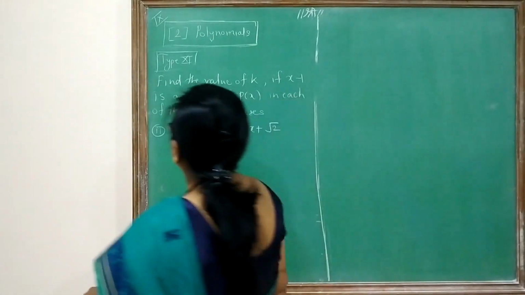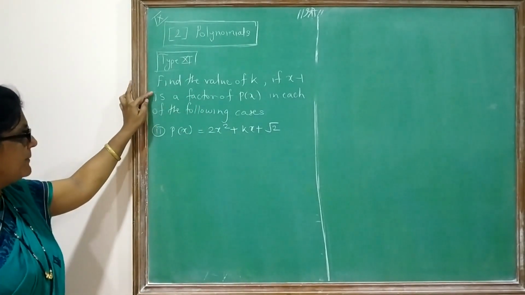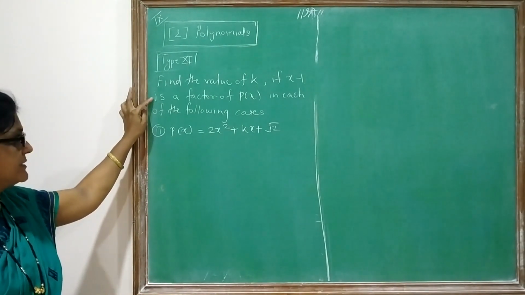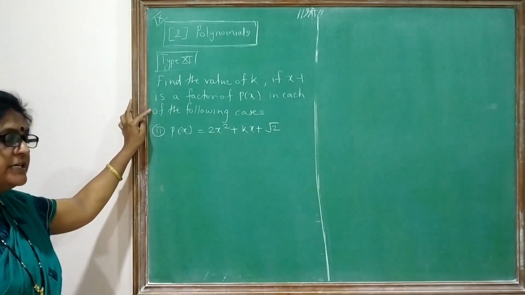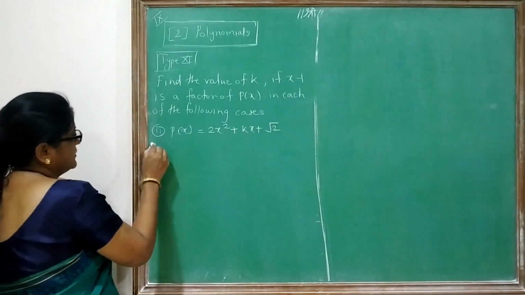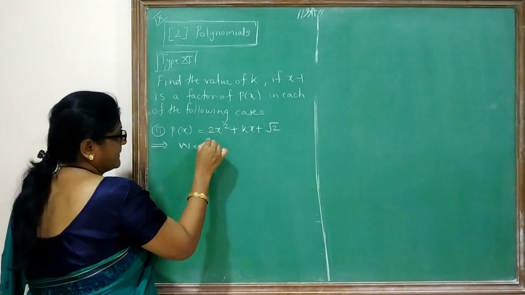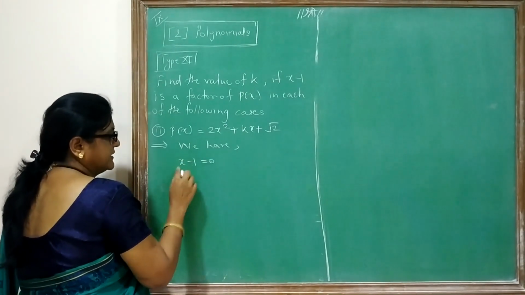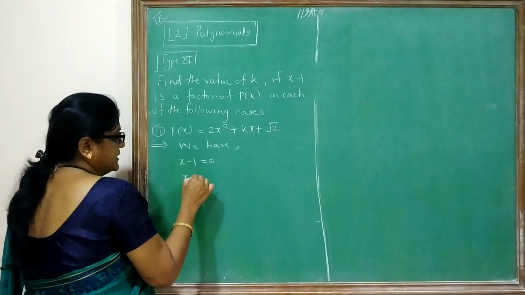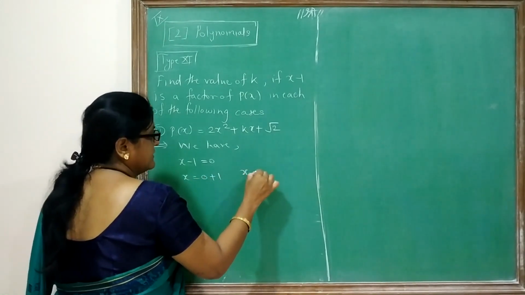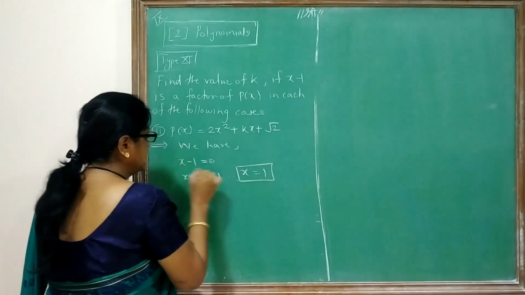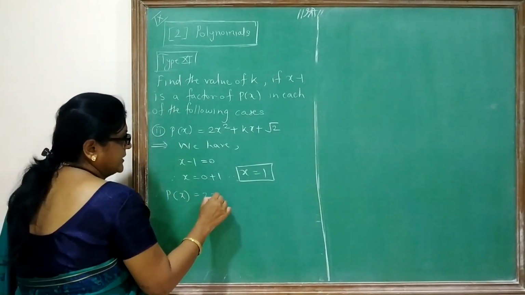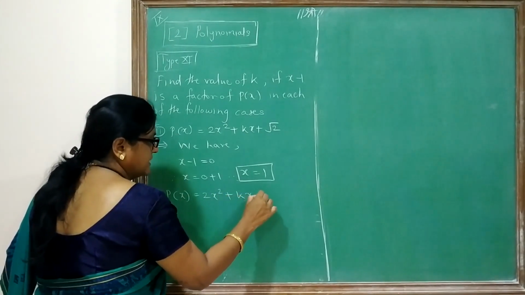Then what is it saying? Find the value of k if x minus 1 is a factor of p of x in each of the following cases. Then first we will write, x minus 1 is a factor, then you will write here x minus 1 equal to 0, therefore x equal to 0 plus 1, then what is the value of x? X is plus 1.